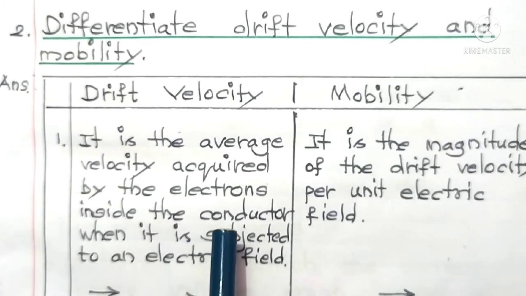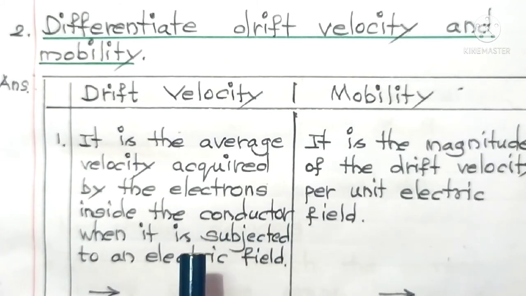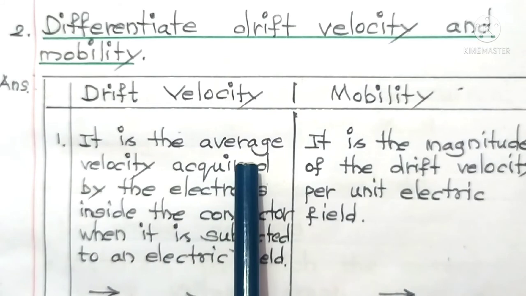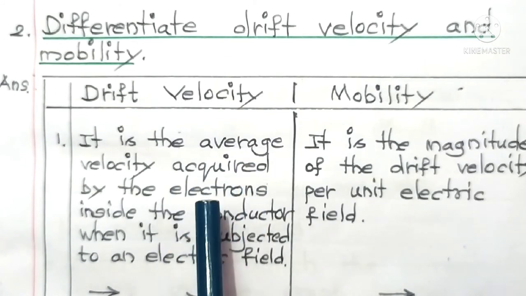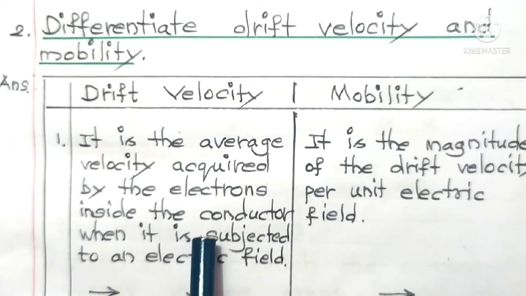There is a conductor. We all know that inside a conductor electrons are present. When the conductor is placed in an electric field, what happens? The electrons in the conductor acquire some sort of velocity. So the average velocity acquired by the electrons inside the conductor when it is subjected to an electric field is known as drift velocity.